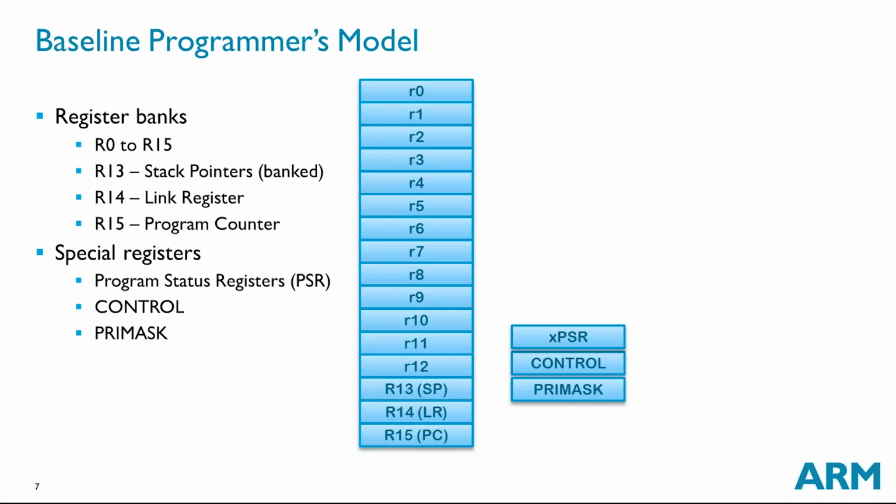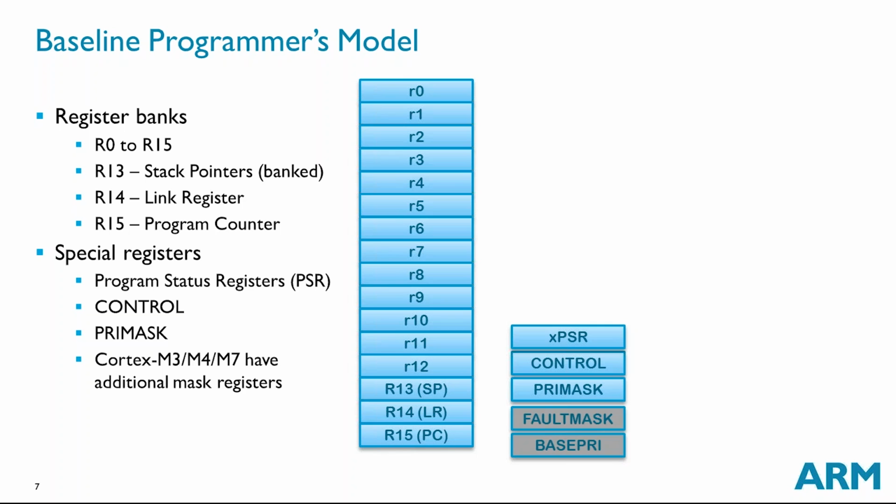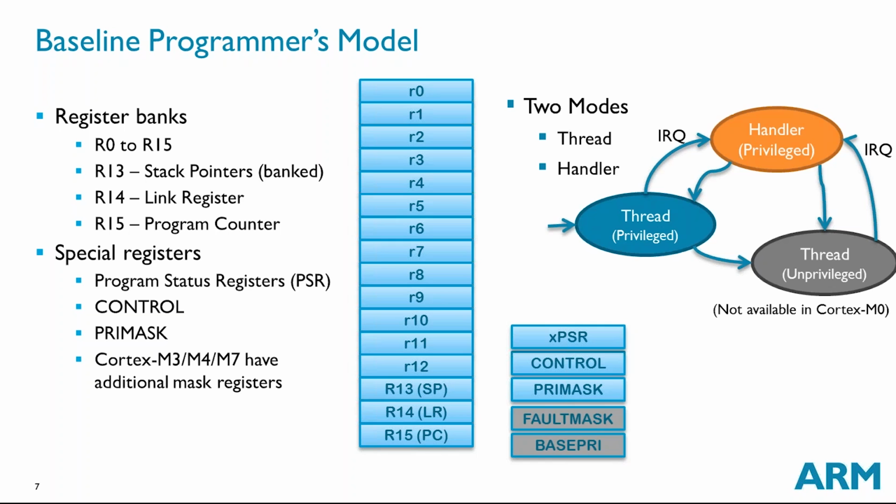There are some differences between the Cortex-M0, M3, and M4 in the control and XPSR registers. For example, the M3 XPSR is a superset of the one in the M0, and in turn the M4 XPSR is a superset of the one in the M3. Cortex-M3, M4, and M7 have additional special registers. There are 2 modes in the ARM Cortex-M architecture: the thread mode for normal programs and handler mode for exception handlers, for example, interrupt service routines.